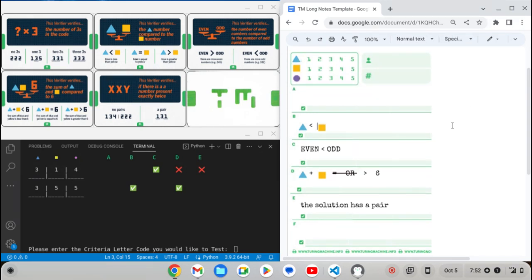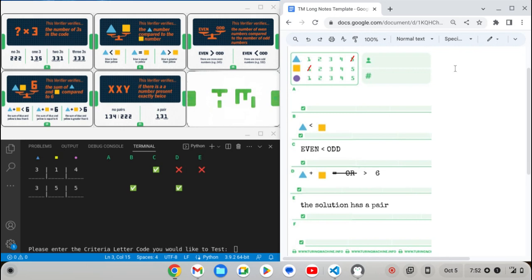Okay, so first of all, since triangle is less than square, that means triangle can't be a 5, because if triangle were 5, there's nothing bigger for square to be, and square can't be a 1, because if square were 1, there's nothing smaller for triangle to be. Okay, so that's just that part.